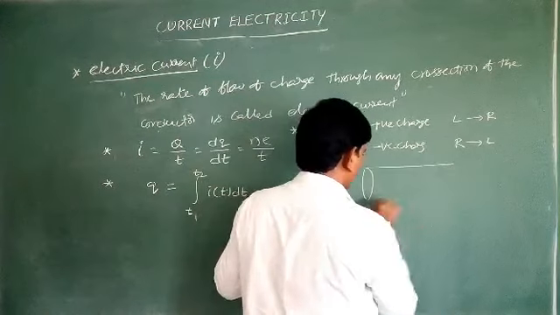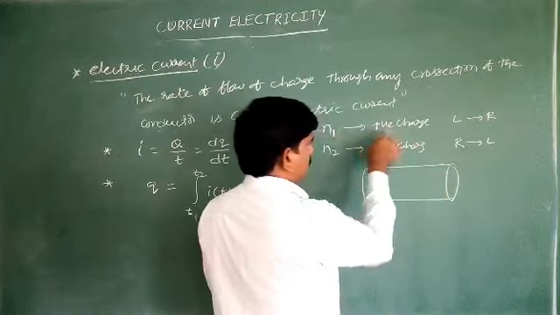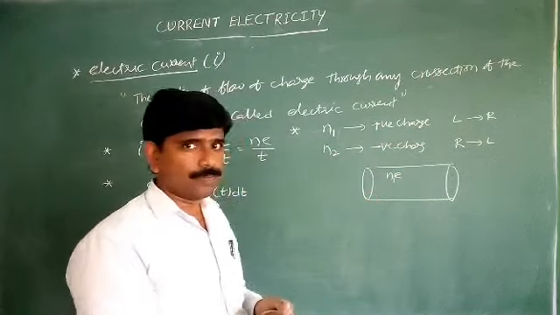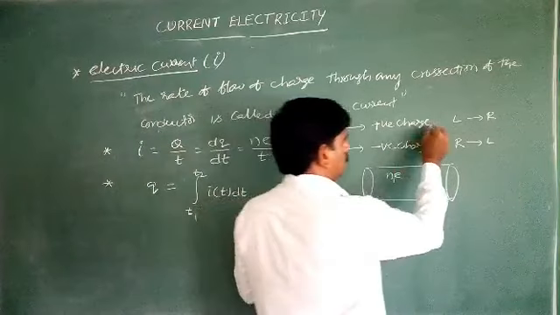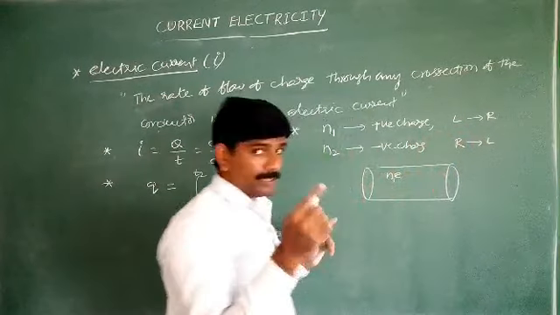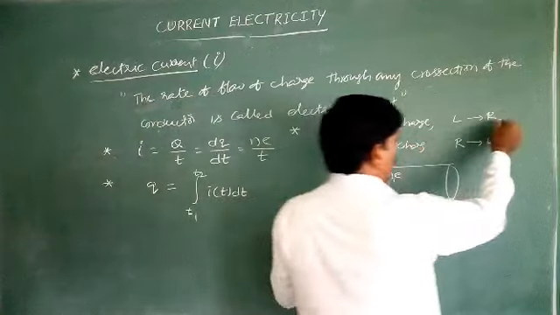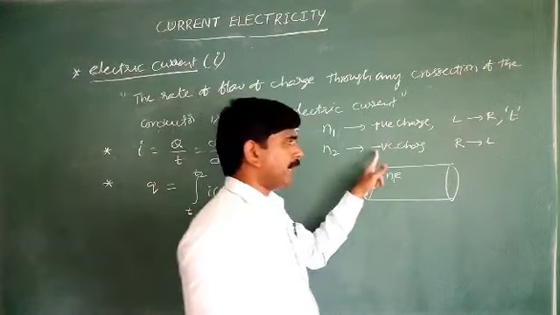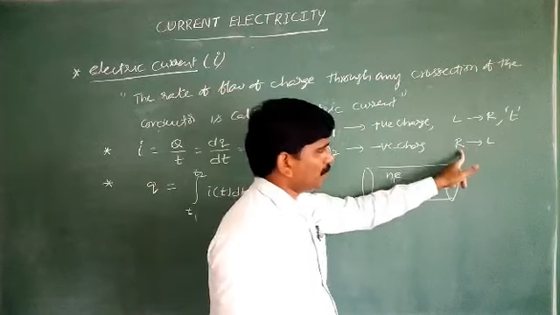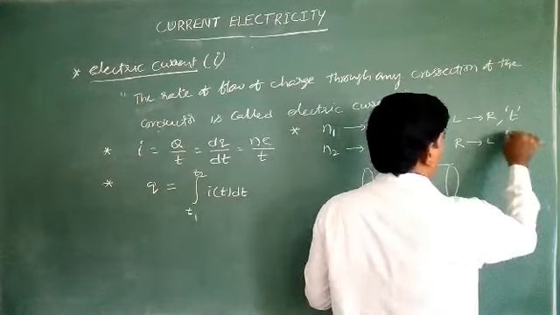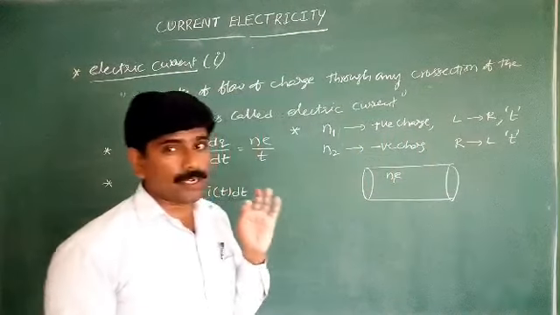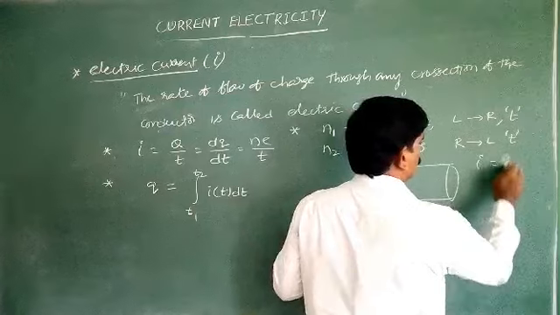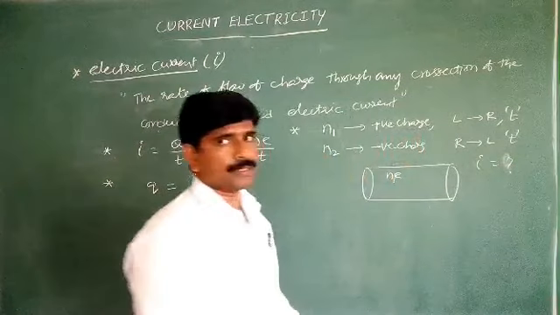Observe that one. Here N1 positive charges means N1 into e is the total charge passing through the discharge tube from left to right in a time interval of t seconds. Similarly, N2 negative charges flow from right to left in the time interval of t seconds. Then what is the total current I?